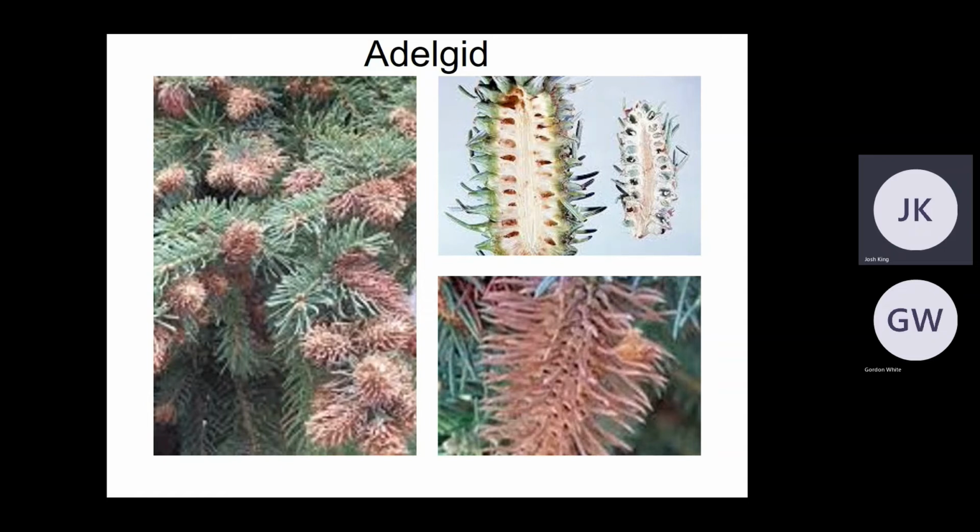It dries up and turns brown and away they go. But again, the tree typically is putting on more than what it's losing, and this is more of a cosmetic pest.